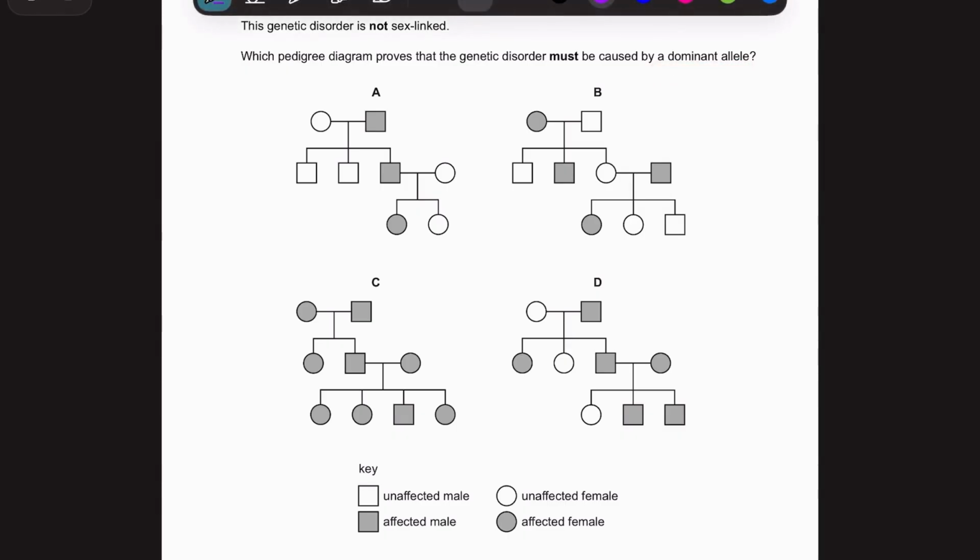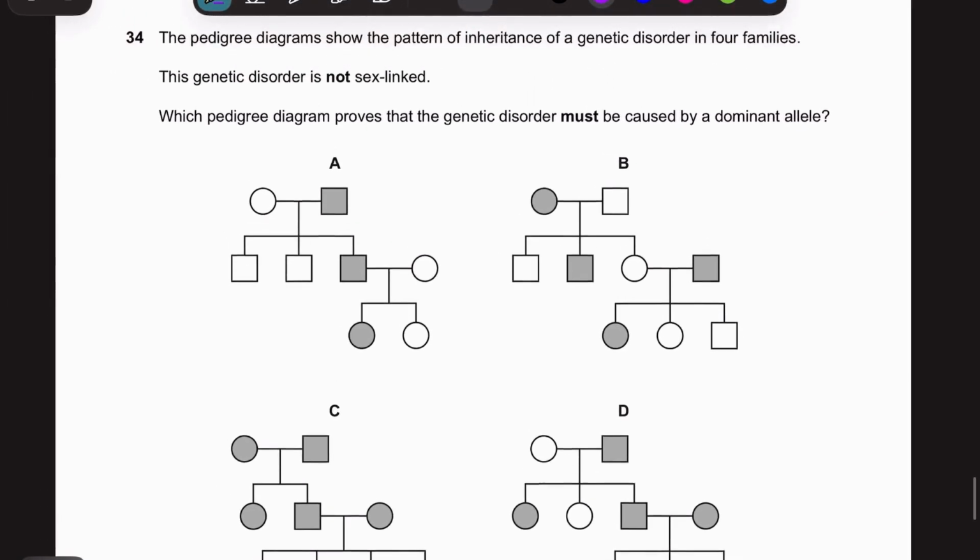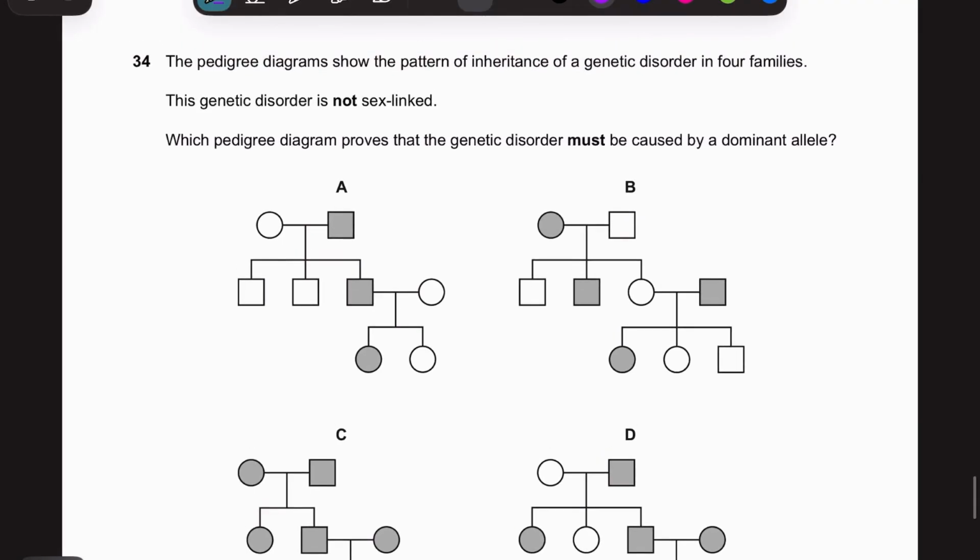Remember, a dominant allele is when you only need one copy to see the phenotype. Remember genotype and phenotype, right? Genotype is the letters. So let's say the condition we're talking about here is condition A. You would get two copies, one from your father, one from your mother.